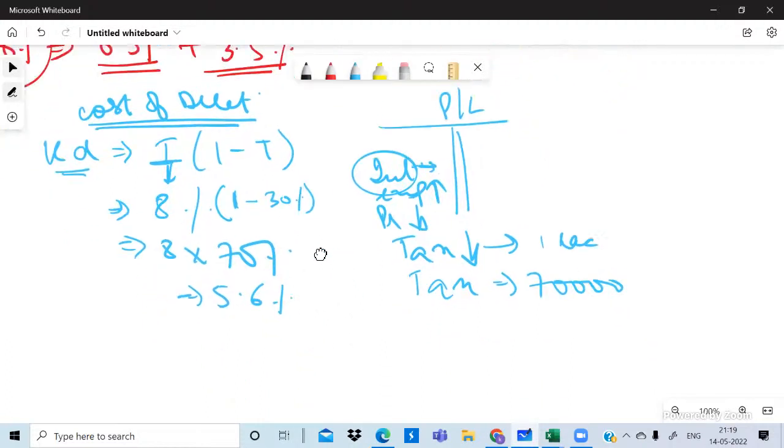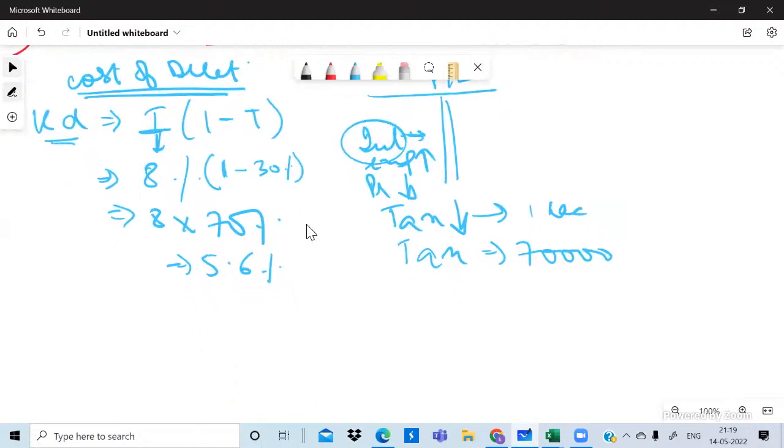Any doubt with cost of debt? Any questions on KD? Cost of debt.